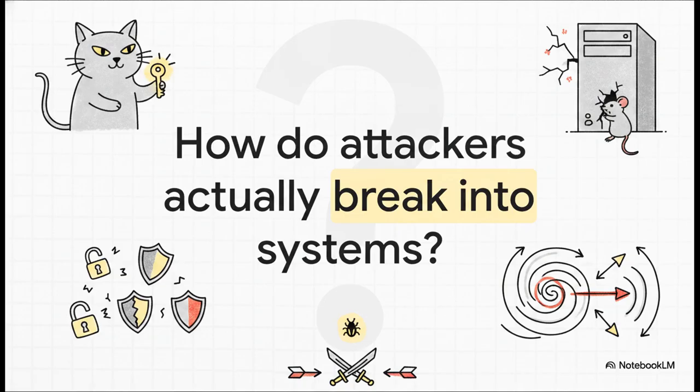Okay, let's dive into this. It's kind of the ultimate cat and mouse game, right? We build these massive digital walls, and attackers, well, they just look for the tiniest cracks. This isn't just academic theory, it's a high-stakes, ongoing battle. So how do they actually break into systems? What are the real mechanisms they use to bypass our defenses?